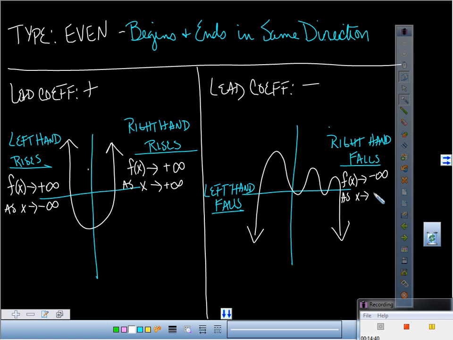As x approaches, very good. Now, I want you to write the same thing over here, but make it appropriate. So f of x approaches ___ as x approaches ___, perfect. Okay? Now that's not hard, is it? All right. So what kind of things could we do with that?